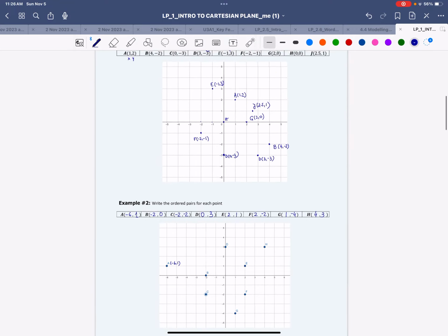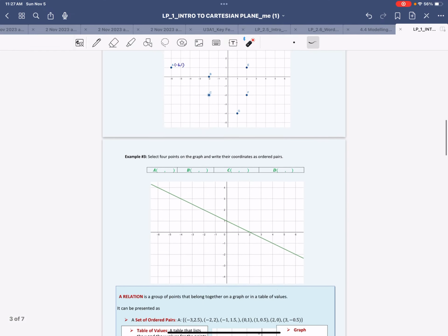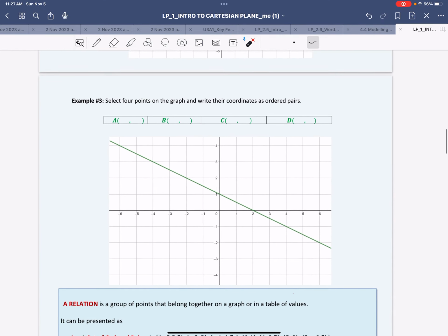I hope this was helpful and it helped you understand how to both plot the points and locate or find the coordinates of a point on a Cartesian plane. In the next video, we'll continue with the equation of a line.